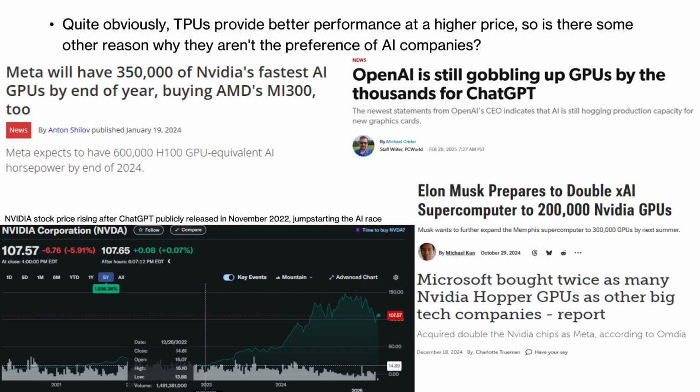So is there some other reason why they aren't the preference of AI companies? You can see by many of these headlines, shortly after ChatGPT released, NVIDIA's stock price went way up because people are buying their GPUs, especially these tech companies, as you can see, Meta buying them, OpenAI buying them, XAI buying them, Microsoft buying them. Every big tech company is buying these NVIDIA GPUs. So are there other reasons other than performance and price that we can look at?